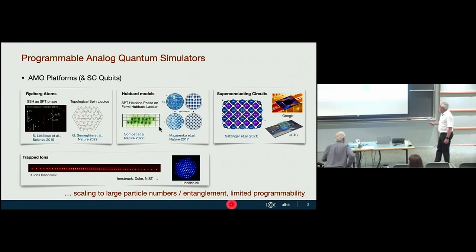So in talking about these things, you're trading between creating very large systems with a lot of qubits or spins that are entangled, while at the same time we have some programmability, but it is a trade-off, and finding the sweet spot. And I think that this is what's going on experimentally right now.